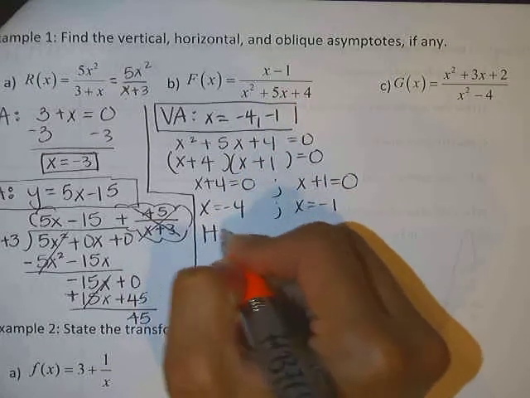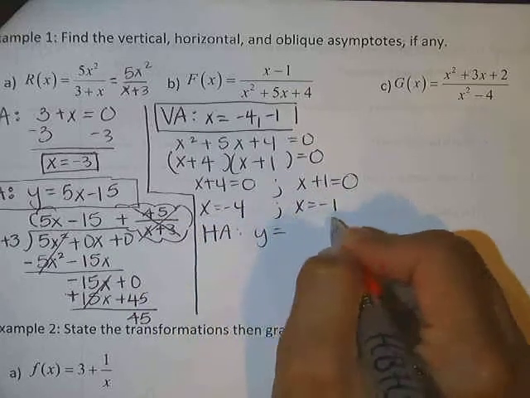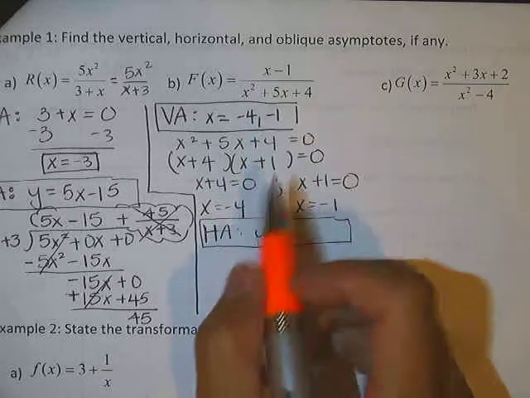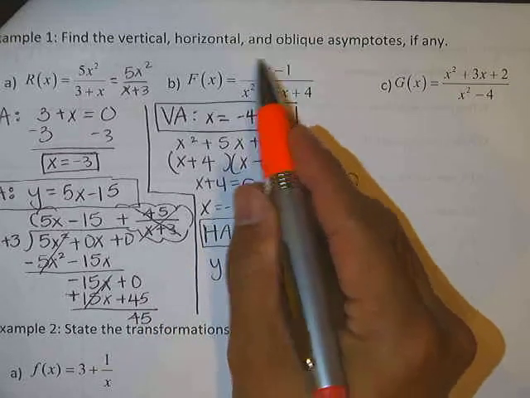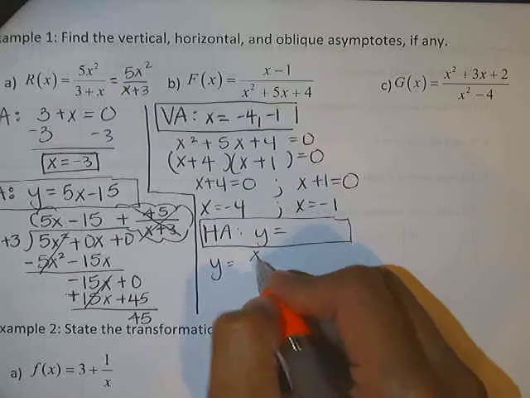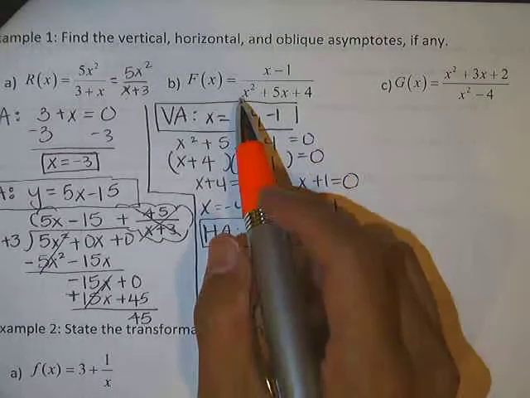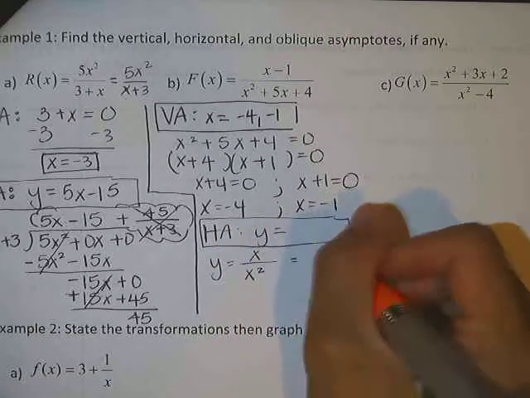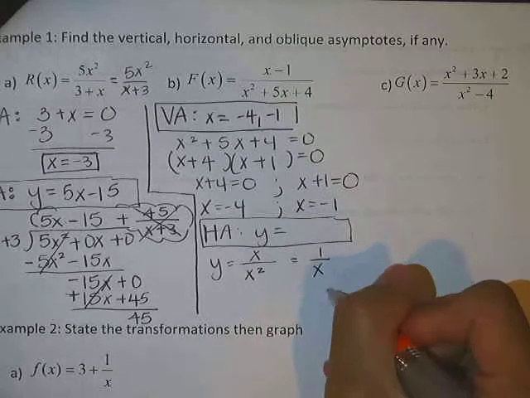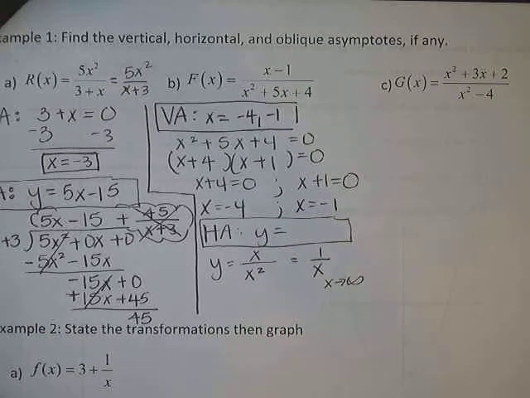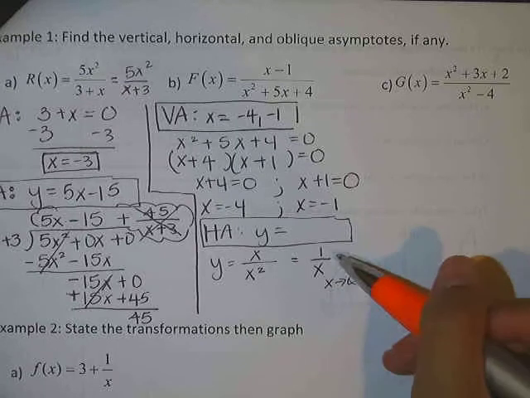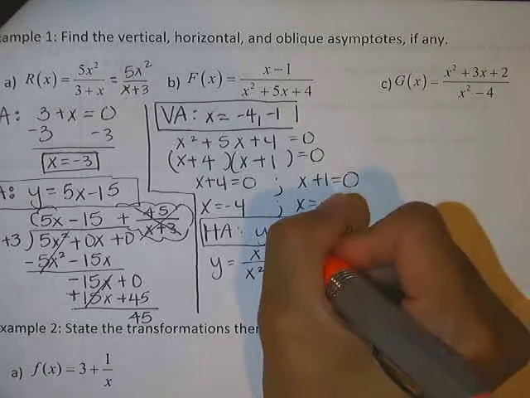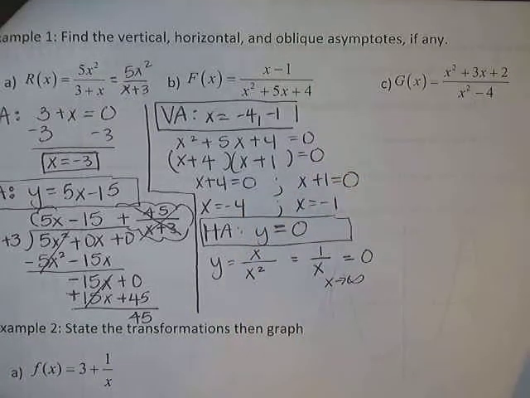So we're going to write HA, and again, we're going to write equals. What is the equation? All you have to do is take one term on the top, which is x, with the highest degree, divided by one term on the bottom with the highest degree. Then reduce to 1 over x. As x approaches infinity, from left or right, this approaches 0. So this is going to give me a horizontal asymptote at 0.